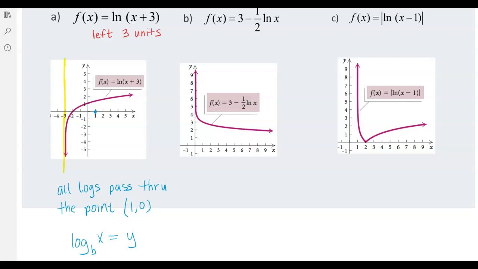I'm bringing this up because a normal log graph would pass through that point, but the whole graph has been shifted over to the left by 3 units, so the new point that it's going to pass through is over here, (-2, 0). So you can see that that point of intersection has been shifted over by 3 units to the left as well.